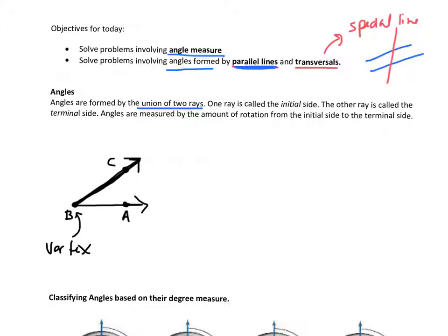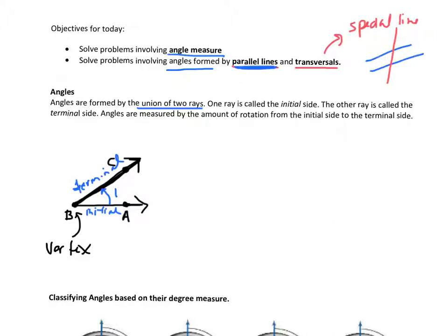Again, by definition, one ray is called the initial side, and the other ray is called the terminal side. This is the initial side, and this is the terminal side. This is where it starts, and it opens up this way, and this is where it ends. In the book, they call it angle 1. I can call it angle 2, 3, 4, but let's just start with 1.